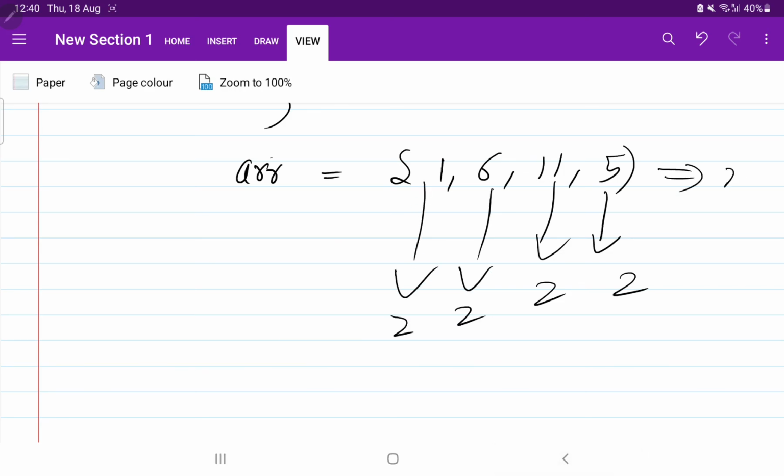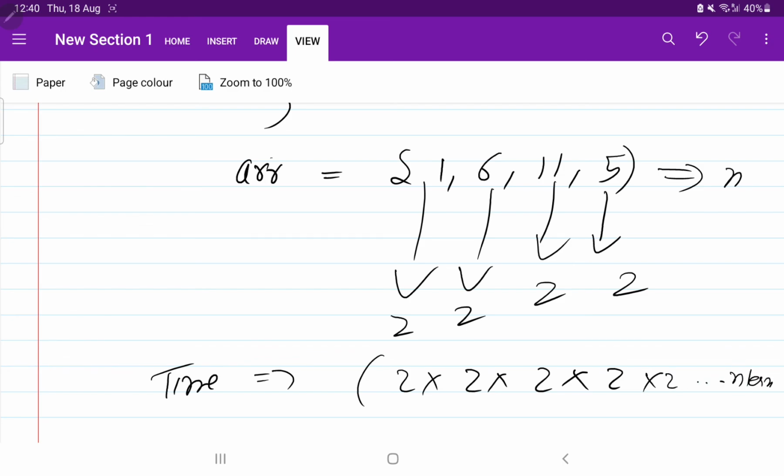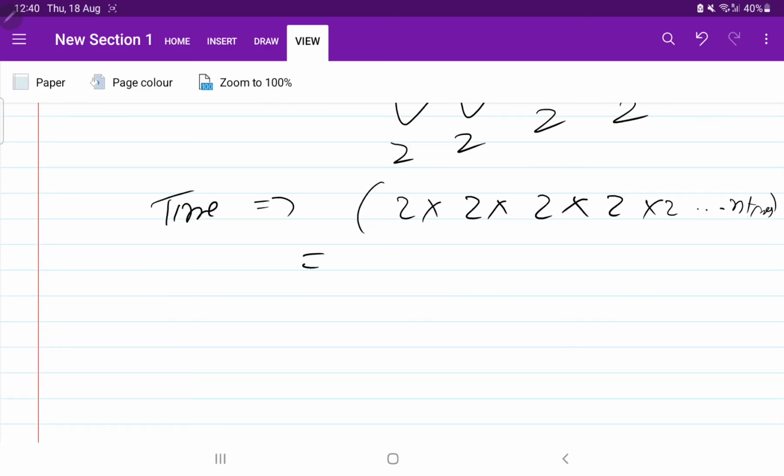Suppose we have n elements in the array. So what will be the time complexity? It will be 2 to the power n. Why 2 to the power n? Because for each element we are taking the decision, either select it or leave it, and we are doing this n times. So the time complexity will be O(2^n). Here we are also using recursion, so it is going to use more space. So this is the recursive approach. In a later video I will tell you an optimized approach, the dynamic programming approach, to solve this question.